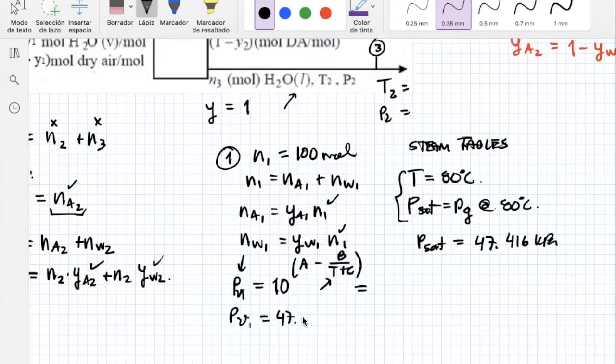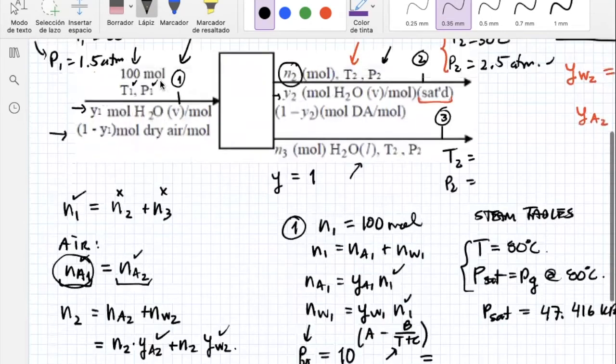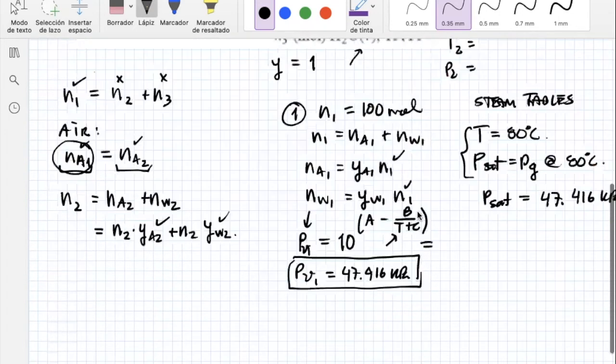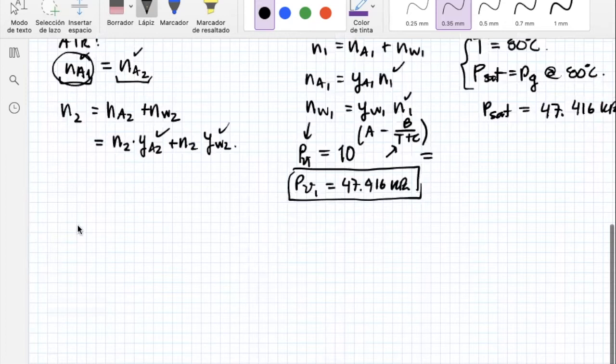So it should be kind of the same thing that you get here. 47.416 kilopascals, okay? So that's what you have here. Okay, so after this, you need to use your phi. This one phi is the relative humidity that you have. So you have three cases. So it's gonna be a little bit bothersome. Case one, and then case two, and then case three. But all these three cases are for just point one or stream one. Okay. So let's just see if we can do it that way.